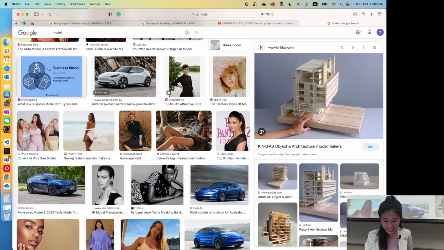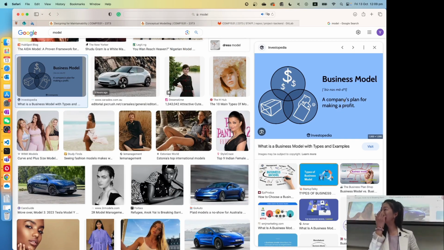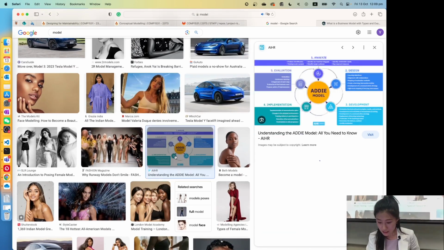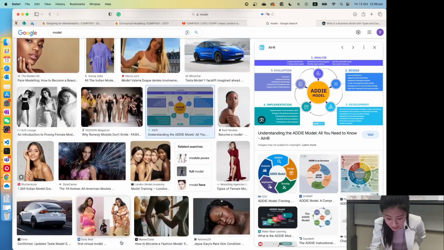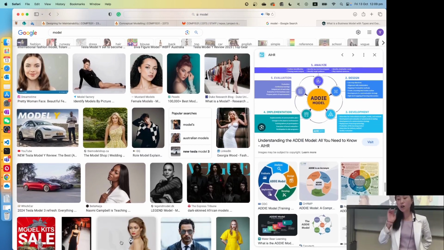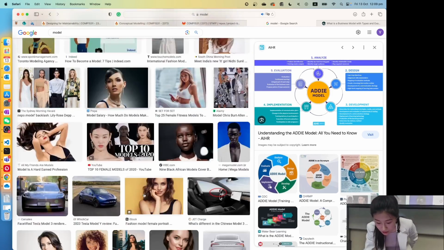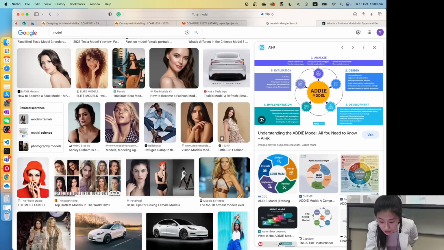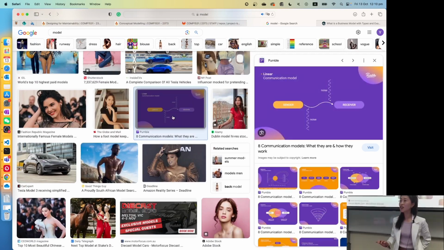Okay, so here's a business model, a company's plan for making a profit. So this is a model of business. This is an interesting one. What else? So this is a model of, I don't know, what is it? So these are all models. What else? So what is a model? What is your understanding of models?